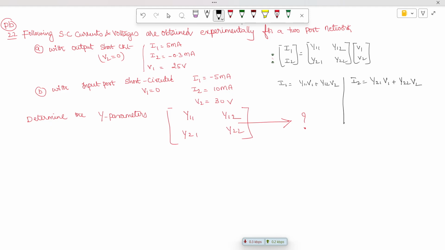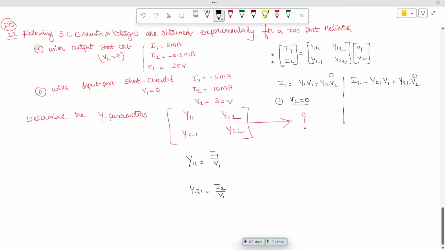So in order to find this, first we are going to short circuit the output port. So we are going to make v2 equal to 0. When you make v2 equal to 0, what we need to find out is y11. So when v2 equals 0, y11 is I1 divided by v1. When v2 is 0, we are going to get y21.